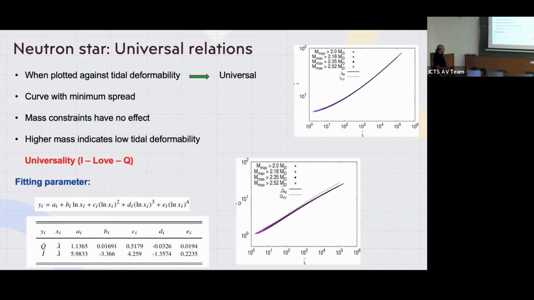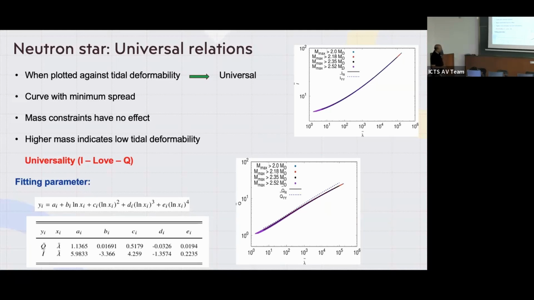So this has a curve with minimum spread. There is almost no spread here. It's like a single line, and this is true for I and also Q. And remember that we have plotted it as a function of lambda. So therefore, there is a universality in this parameter space of I-love-Q.